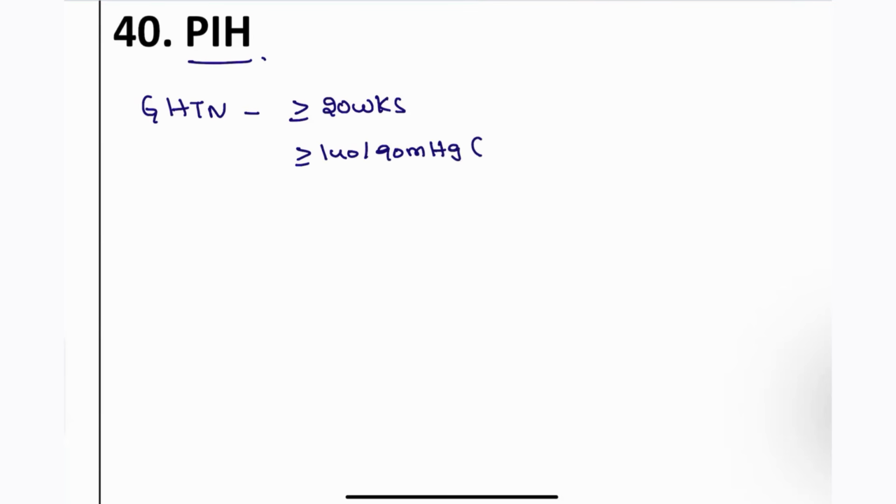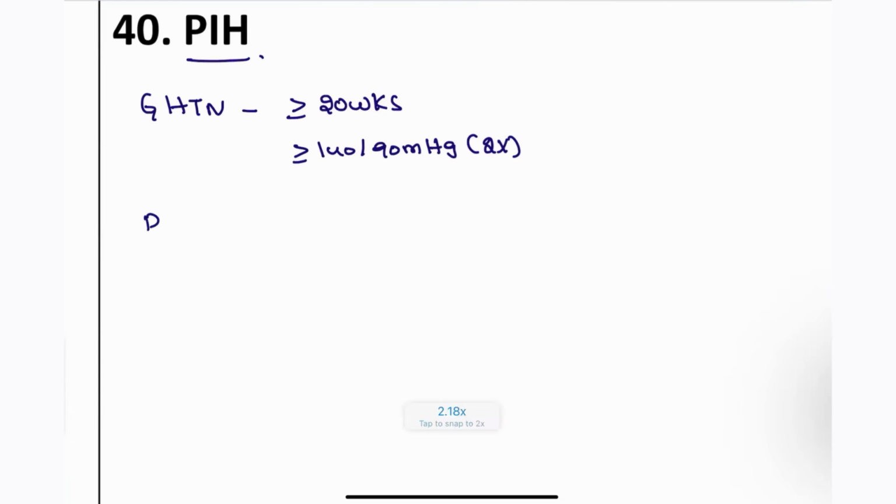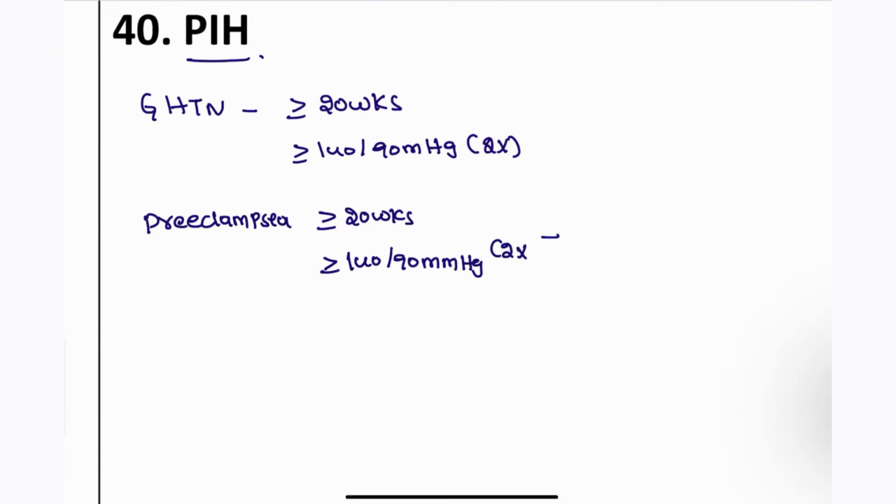occasions. On two times you are going to see it. So this is gestational hypertension, and no proteinuria is seen in this patient. Next, pre-eclampsia. So a pre-eclampsia patient is going to have the same features. More than 20 weeks, and the patient has more than 140 by 90 mmHg on two different occasions. Along with that, proteinuria is seen.